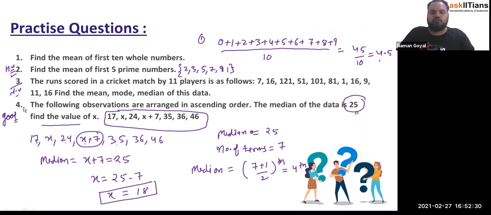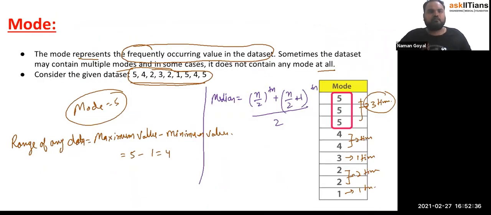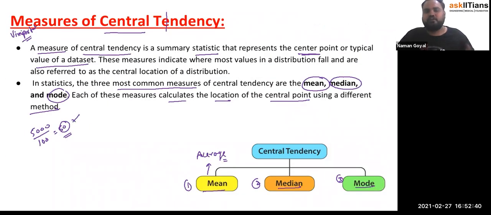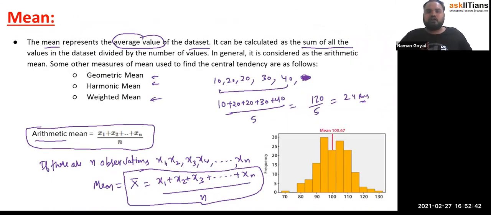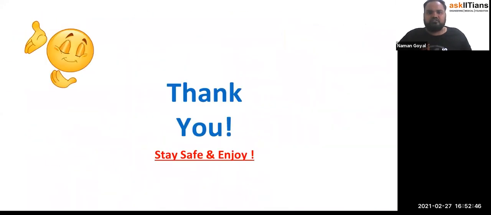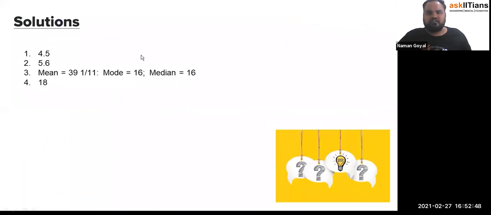Very nice. So this is all about this part. In this part, we learned about the three most important measures, which are mean, mode, and median. These are very important because mean, mode, and median also come in class 10. So this is all for today's lecture.